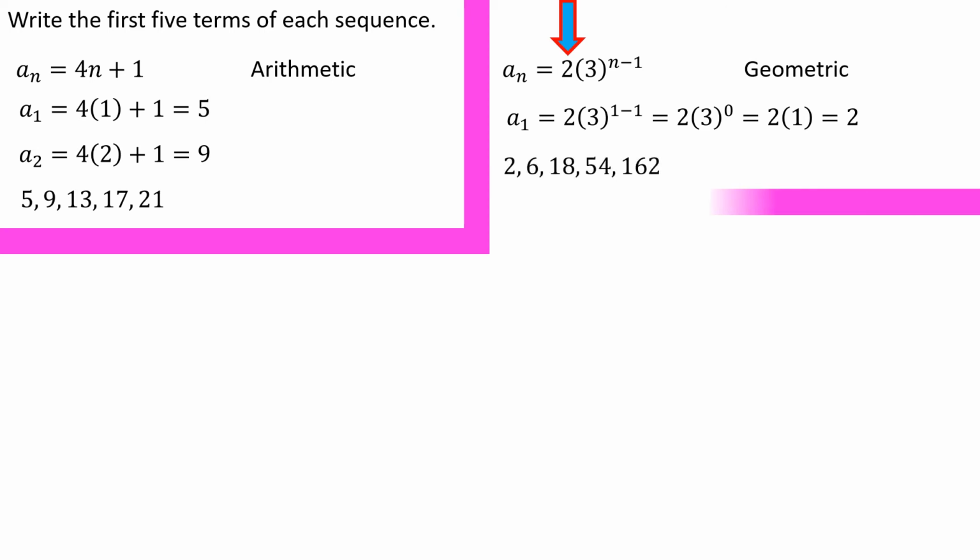So 2 times 3 is 6. 6 times 3 is 18. 18 times 3 is 54. 54 times 3 is 162. Those are the first 5 terms.